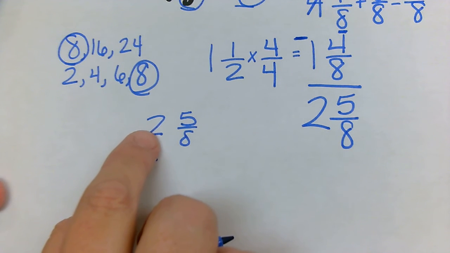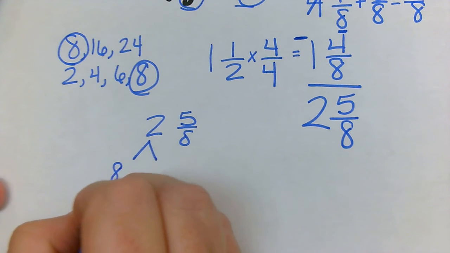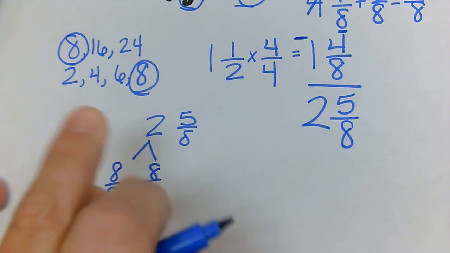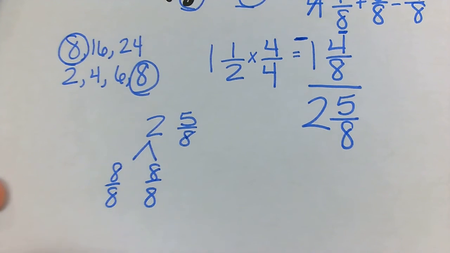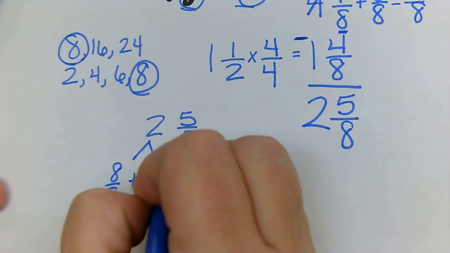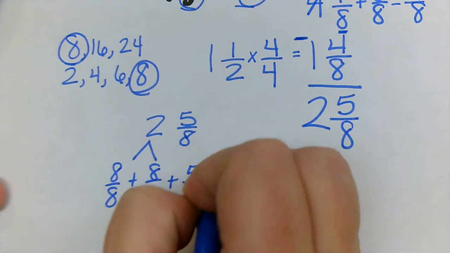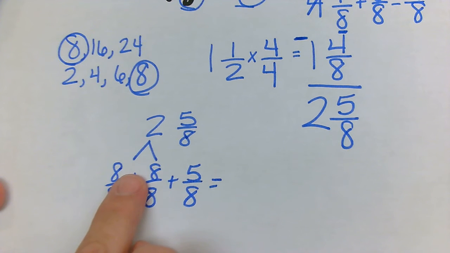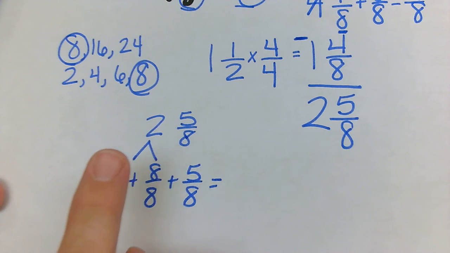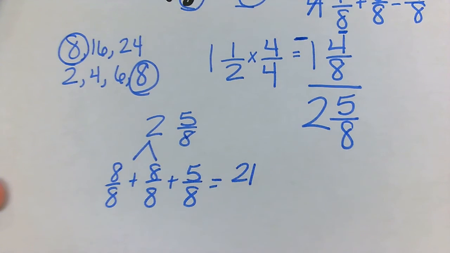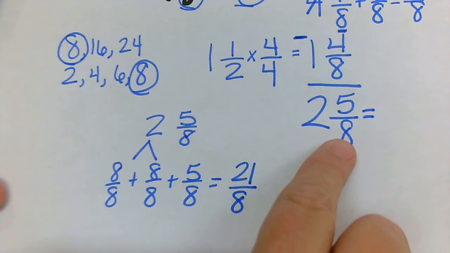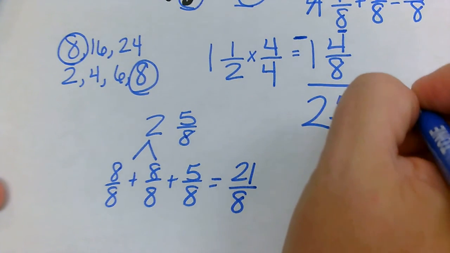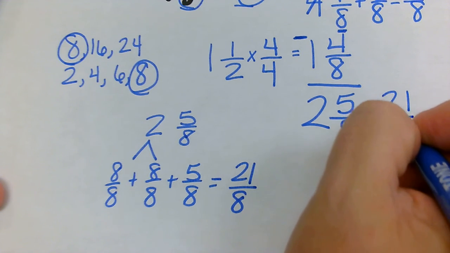So I know this is a whole number of 2, and that 8 8s and 8 8s would give me the whole number of 2, right? And again, I'm picking 8 because that is my denominator. Then I'm just going to add 5 8s to that. So here, 8 8s, 8 plus 8 is 16, plus 5 is 21, and then my denominator stays the same. So it would be 21 8s. So this mixed number, 2 5/8, is equivalent to the improper fraction of 21 8s.